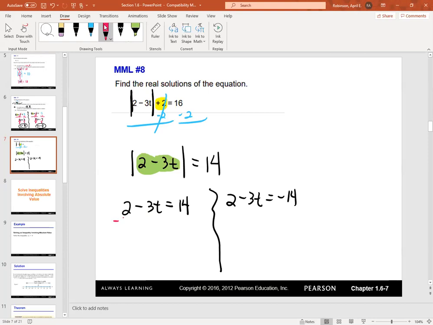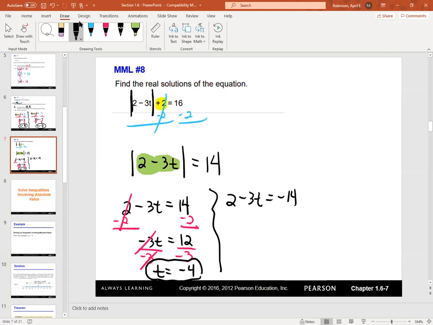So I'm going to subtract the 2. Boom, cancels that. I get negative 3t equals 14 minus 2, which is 12. And then I'll divide by the negative 3 so that that cancels. So my first value for t is negative 4. That's one of them. And then I'll come over and solve this one.